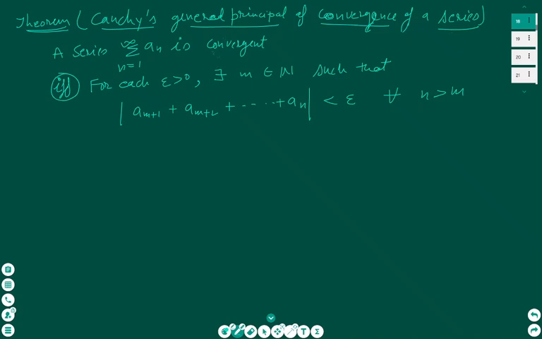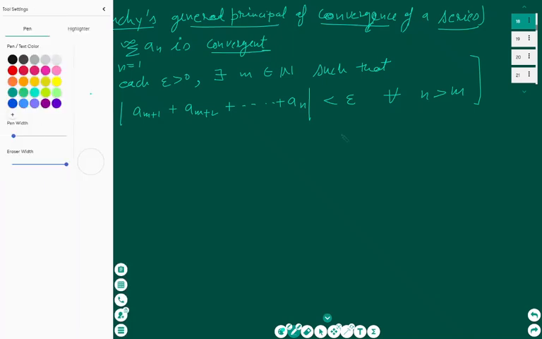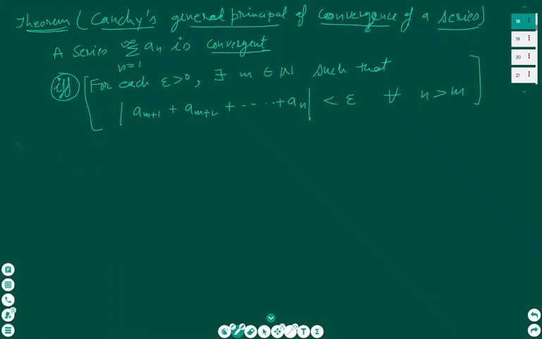A series is convergent if and only if this criterion is satisfied. What is the criterion? That for each real number epsilon positive, there should exist a natural number m such that the modulus of a_(m+1) plus a_(m+2) plus up to a_n is less than epsilon for all n greater than m. Now we will do the proof of this theorem, and the proof of this theorem, a very important principle, is this.